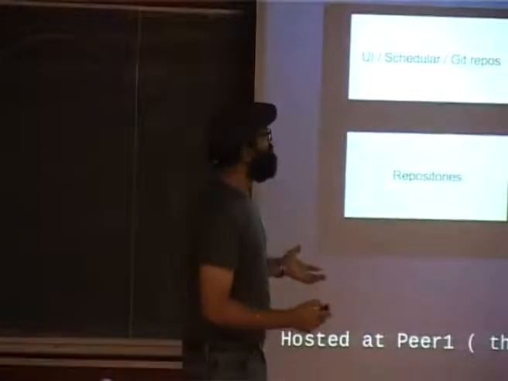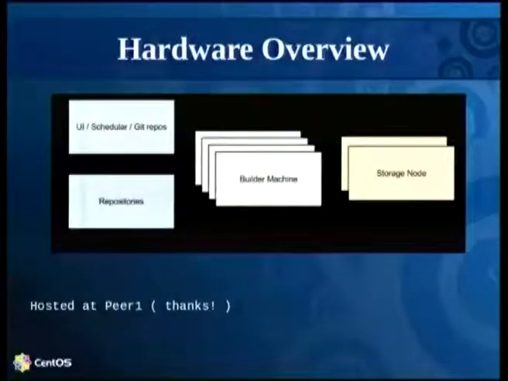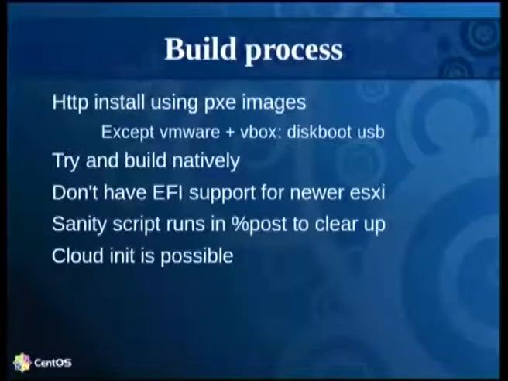This is how it's all set up. We have a scheduler with the Git repositories, which is not really there at the moment. We're hoping most people use the web interface. We have the repositories, the builder machines, and storage nodes, all hosted at Pair 1 at no cost to us, so thanks for that, guys. This is how it works. We do PXE images from the distro to actually bootstrap a real install, except for VMware and VBox, where we use the distribution ISO and then boot from that ISO to do the install.